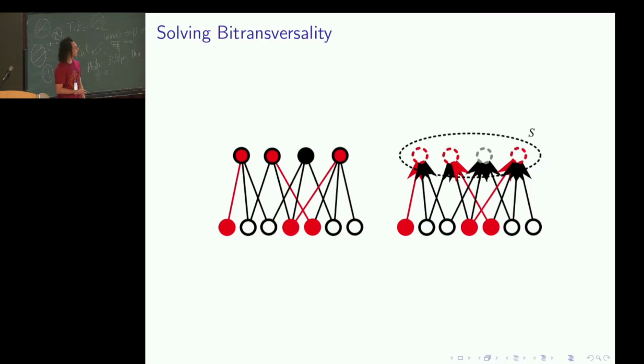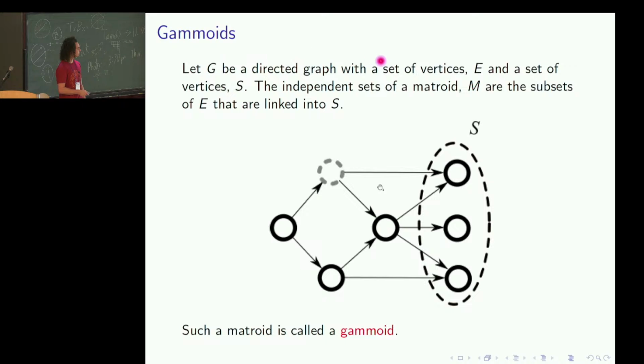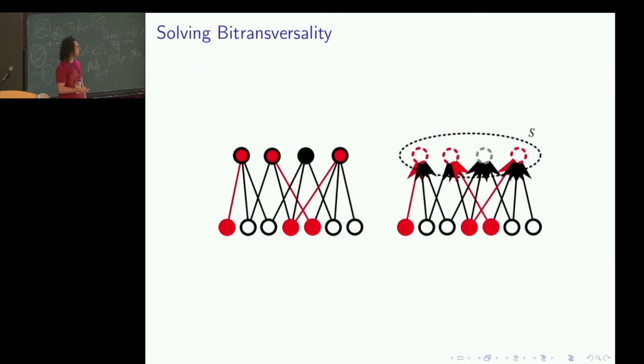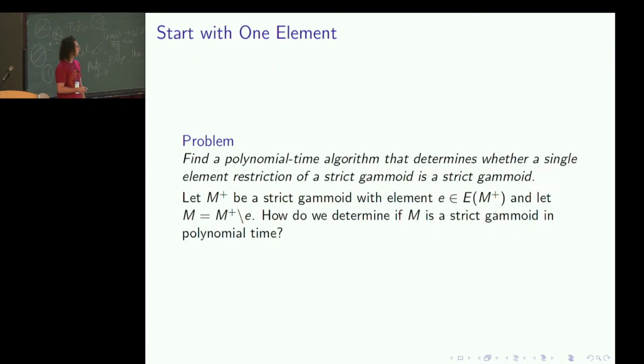So the way we're going to do that is, if I go back a bit, we have a strict gammoid that we start with, we delete one element, one vertex, and we ask, is this new matroid a strict gammoid? And how do we tell if the matroid is a strict gammoid? So this is our problem. We're going to have a single element restriction just for now. Hopefully we'll be able to extend to more elements in the future, but for now we just have a single element.